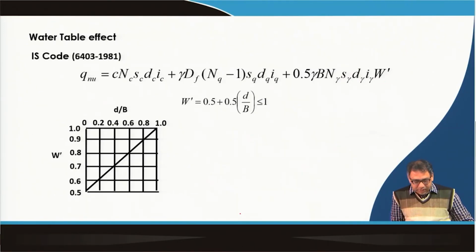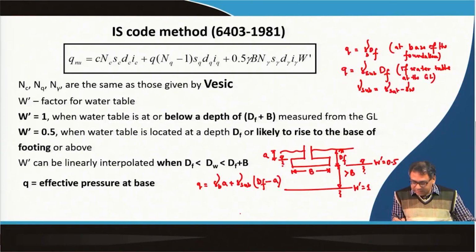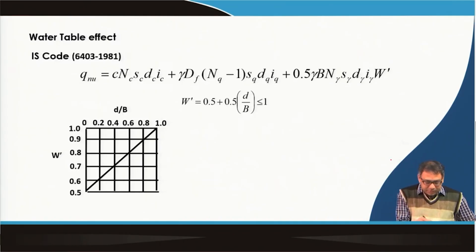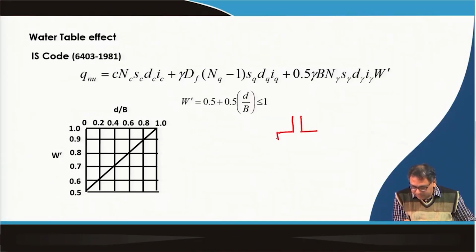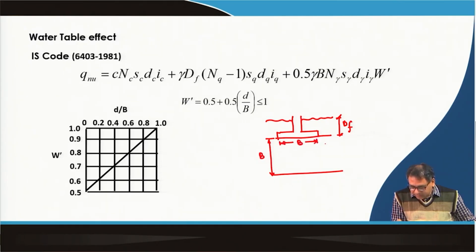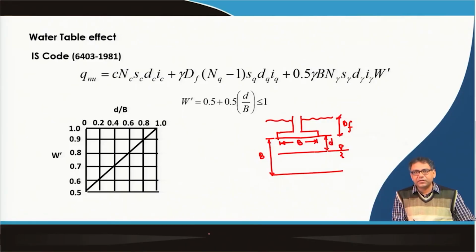Okay. So, now as I mentioned, we have to linearly interpolate the value if the water table is from the base to a depth of B, then we have to linearly interpolate from 1 to 0.5. So, we can use this chart also. Suppose this is your foundation, this is the base, this is the depth of foundation, and this is the width of the foundation B, and the water table position is here, say. That depth is a small d from the base of the foundation.